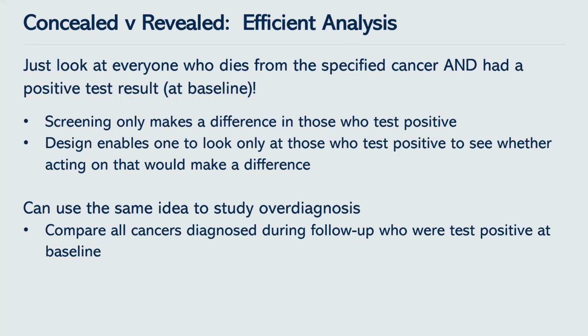And you can use the same sort of argument to look at harms of screening. So were there more deaths from other causes amongst those who tested positive and we knew about the positive result than amongst those who tested positive and you didn't? And was there overdiagnosis in terms of those who tested positive and you acted on it compared to those who tested positive and you didn't know about it?